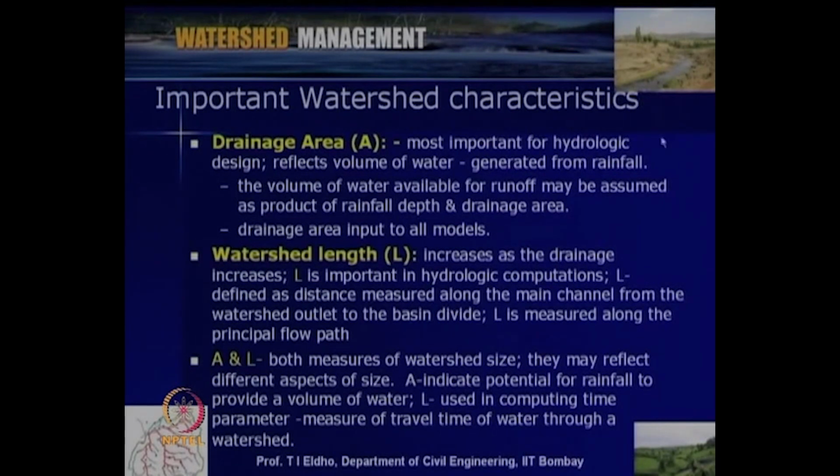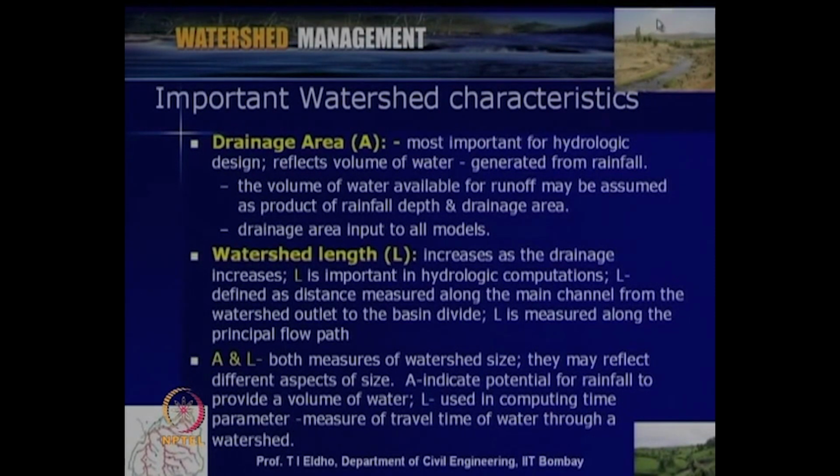So, what is the watershed size? That depends upon the drainage area and the watershed length. This A and L may reflect different aspects of the size of the watershed. As we have discussed, A indicates the potential for rainfall to provide the corresponding volume of water, and L is used in computing the time parameter.